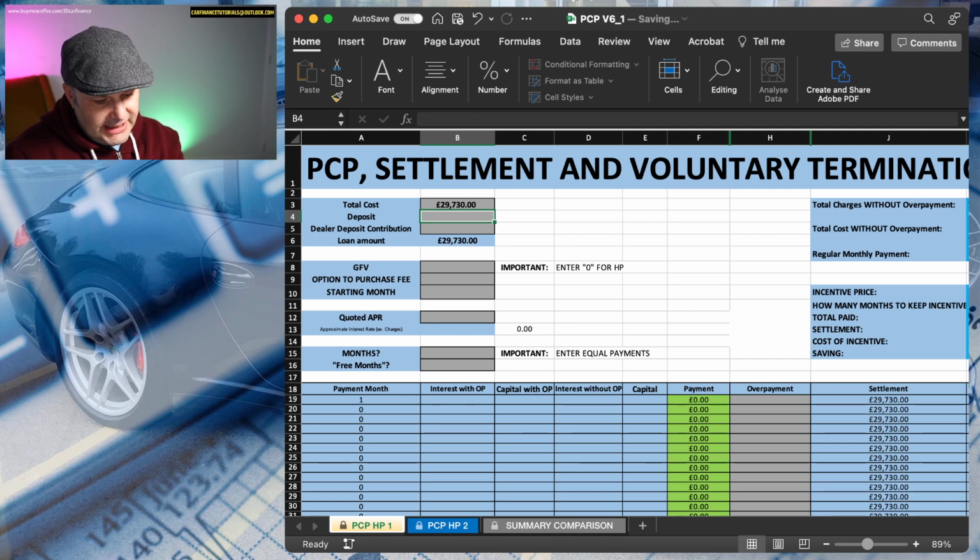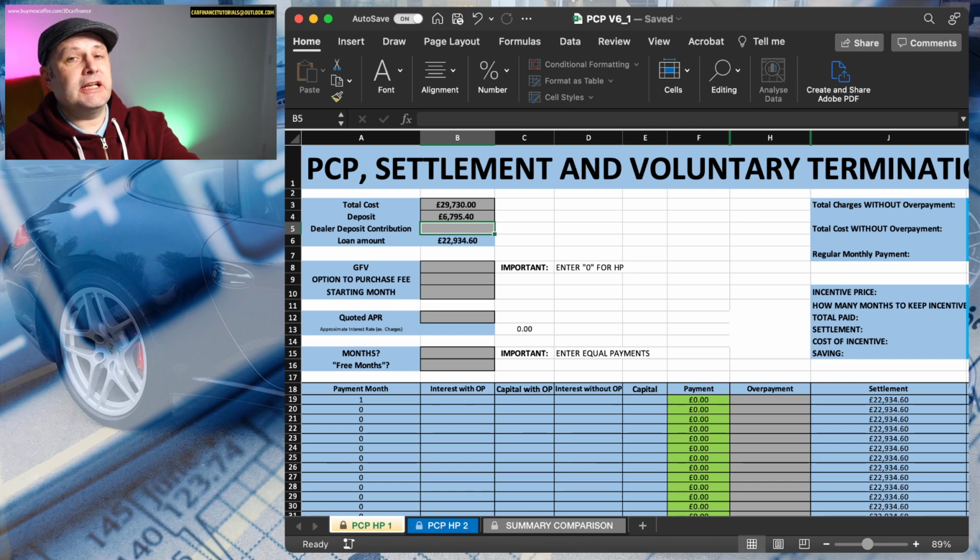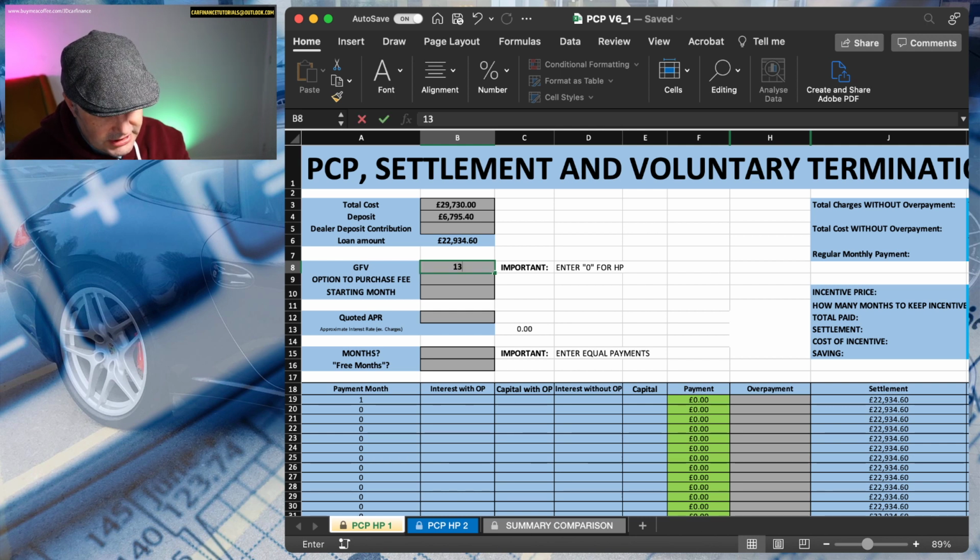Deposit we've got to put in is 6,795.40. They are putting in nothing. Okay, so the spreadsheet will enable you to put a dealer deposit contribution in, which is very common, certainly with new cars. Guaranteed future value or balloon payment is 13,440.60. Option to purchase fee 10 quid. Doesn't really make any odds on the maths really, but we'll put it in.